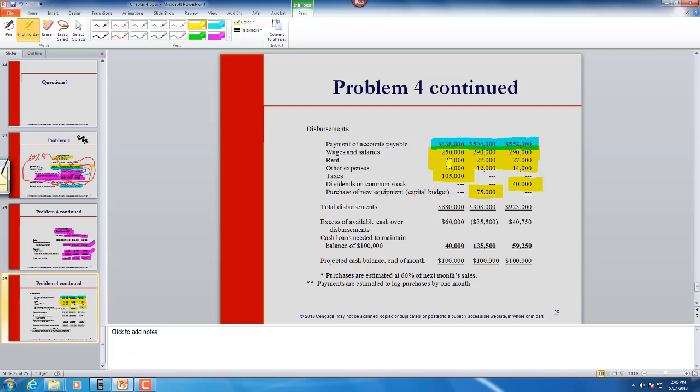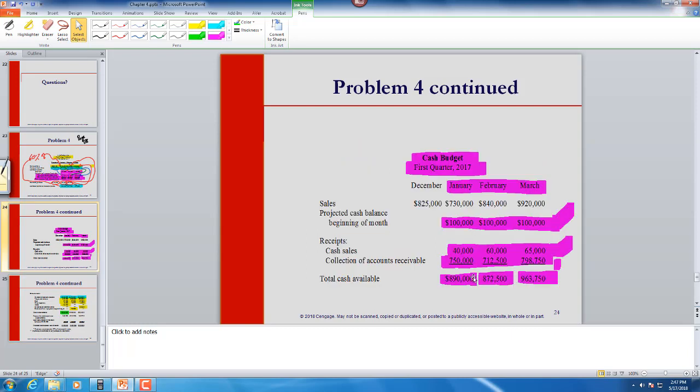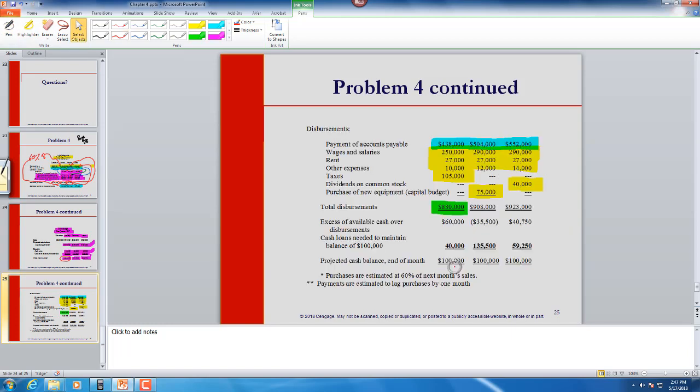So the total disbursements, when you add all these, you get for this year, let me use green here. For January, it's 830. So you have 830,000 expenses in January, and your cash is 890. That means you have a surplus. If you look at your cash here, it's 890. From that, you deduct 830, which is this. The difference is 60,000. You're 60,000 more.